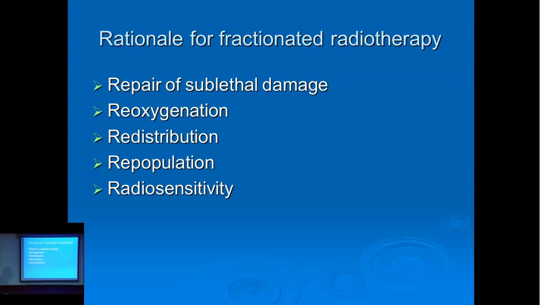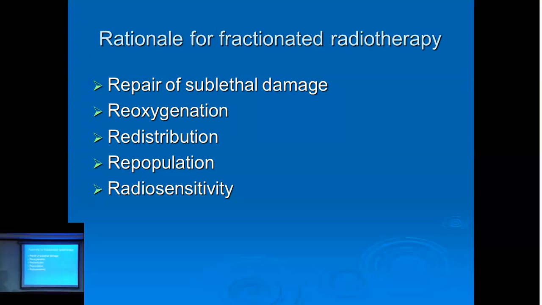After that, the other 4 R's. Repair of sublethal damage: when there is a gap between the 2 fractions, normally 1 day in conventional therapy, the normal tissues can recover from the sublethal damage, and they are normally capable of better repair than the tumor. Normal tissues can repair sublethal damage better than the tumor cells. This is one principle. And the second one is reoxygenation.